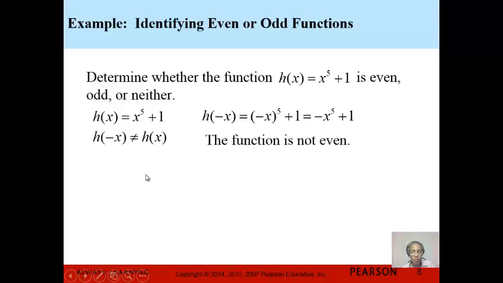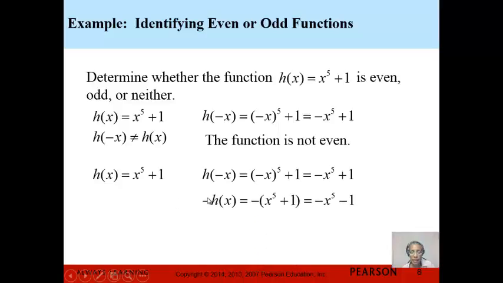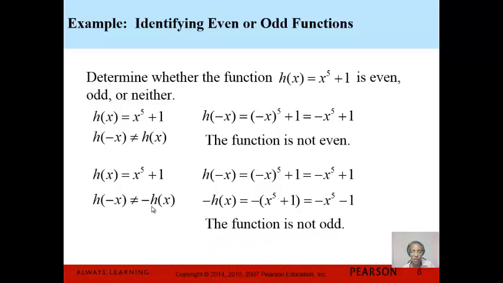Now, notice that if I were to multiply h of x by -1, I would get -x to the 5th minus 1. And remember, h of -x was -x to the 5th plus 1. So the point here is that h of -x is not the same as -h of x. That means the function is not odd, which means the function is neither odd nor even.